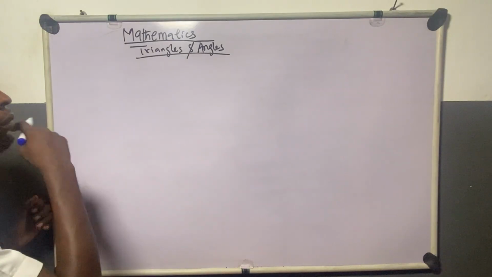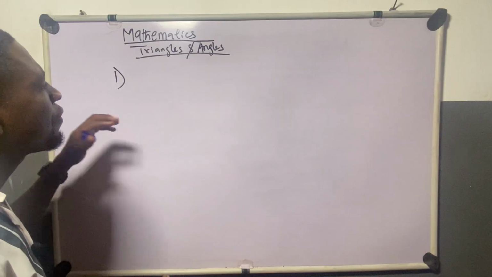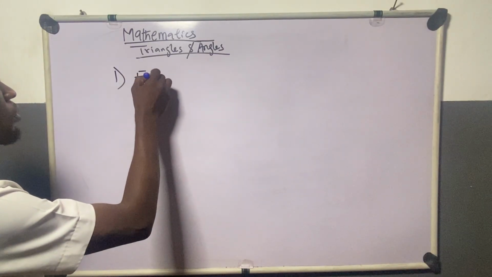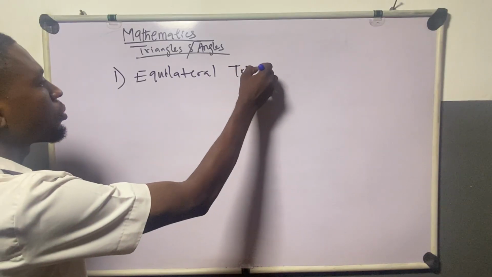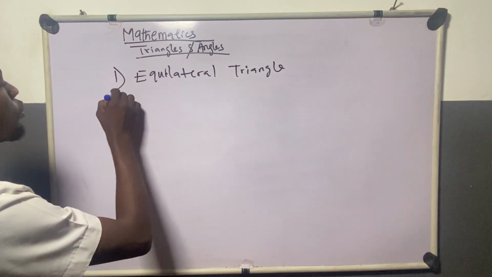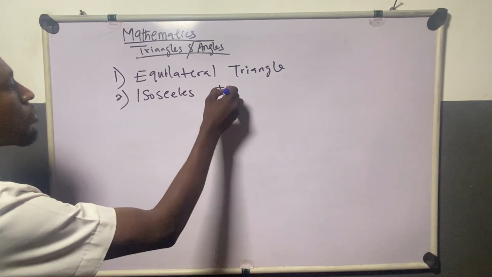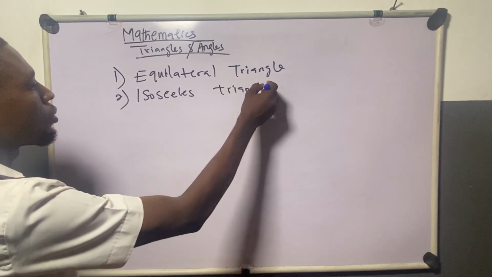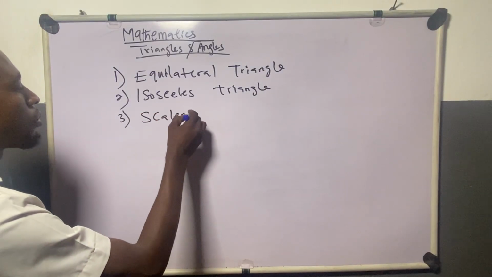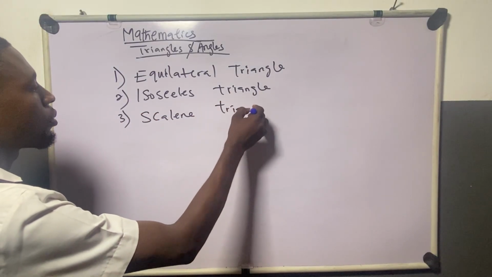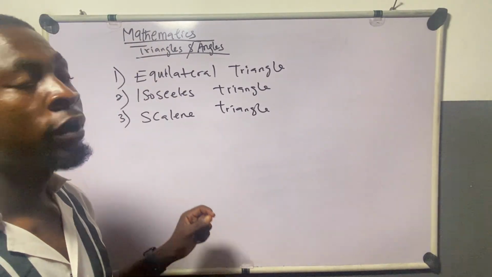But before then, let's look at the meaning and different types of triangles. We have what we call the equilateral triangle. Then we have what we call the isosceles triangle. And lastly, we have what we call the scalene triangle. Now, please pay close attention. You may actually learn something new even though you are familiar with this.